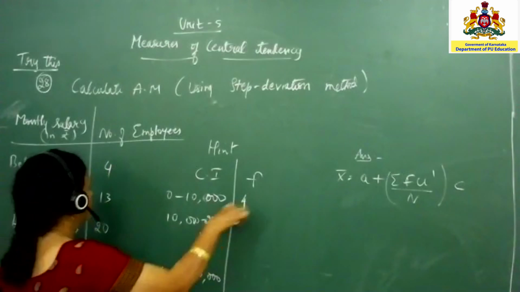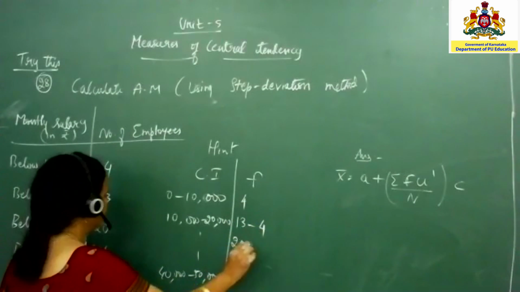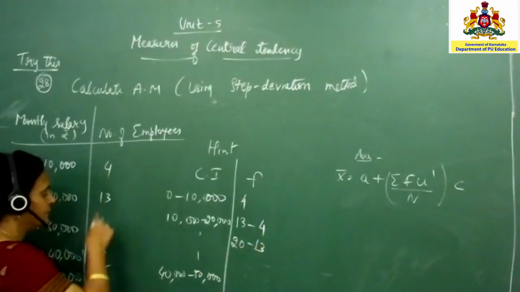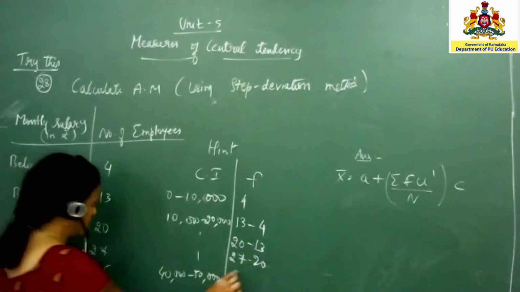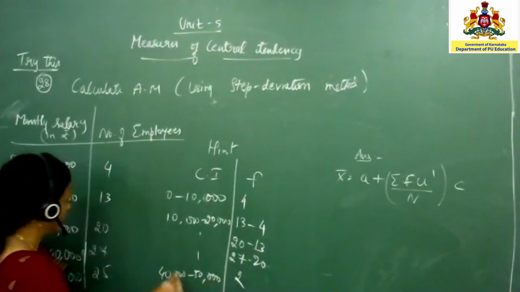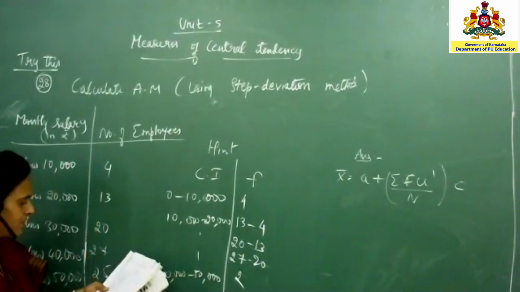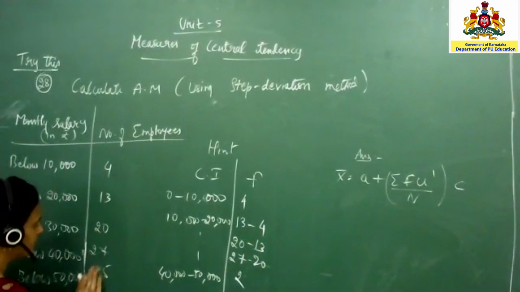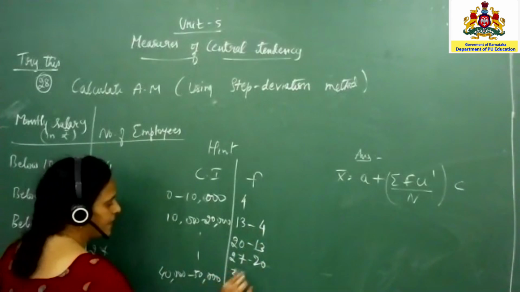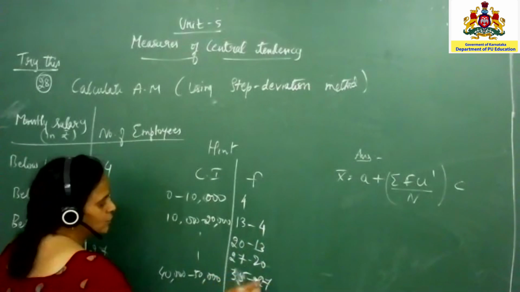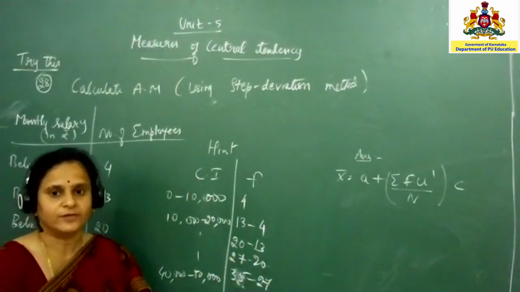The first value will be 4. The next frequency will be 13 minus 4. Next frequency will be 20 minus 13. Next frequency will be 27 minus 20. And the last frequency is... sorry, somewhat is wrong. It is 35 here. So the last frequency is 35 minus 27. Simplify these values and you'll be getting the class intervals and frequencies.